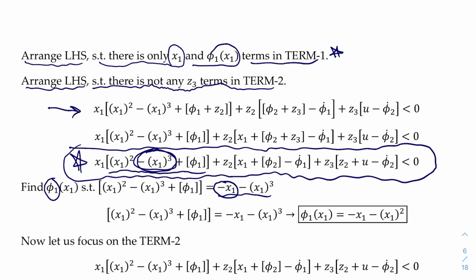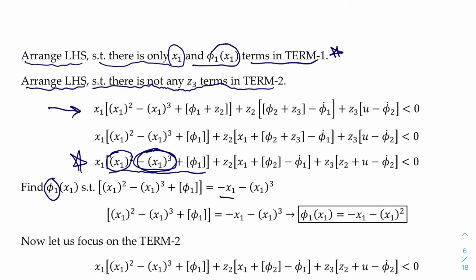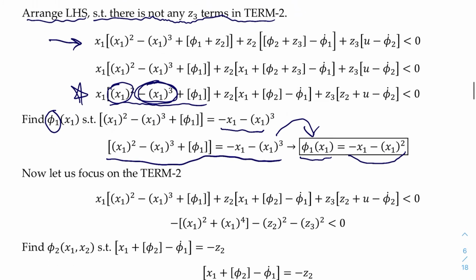But this is not helping you, right? This makes things unstable. This term you need to cancel, right? That's why I just wrote this term instead of minus x1. So that's a long explanation. So this is the equation. Just solve for phi 1. Again, this is a function of x1.